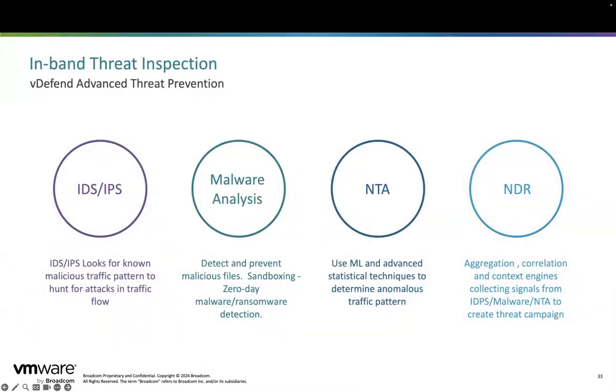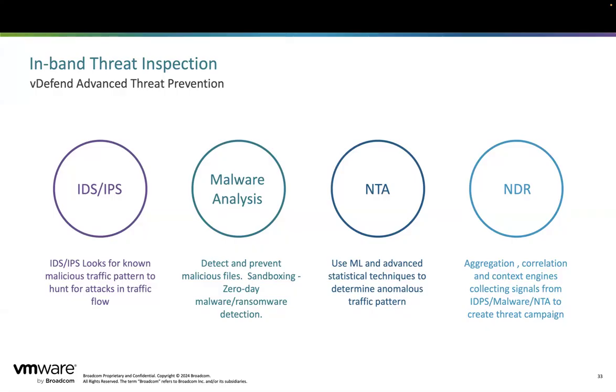In-band threat inspection, so advanced threat prevention with VDefend. We get IDS/IPS, looking for known malicious traffic patterns. We get malware analysis to detect and prevent malicious files, leveraging sandboxing. We have network traffic analysis, or NTA, which relies on ML and advanced statistical techniques to determine anomalies.